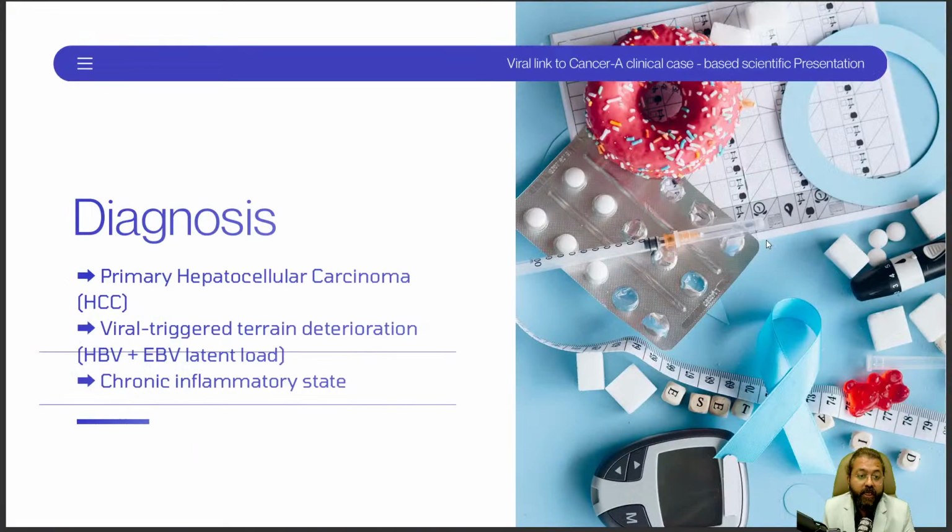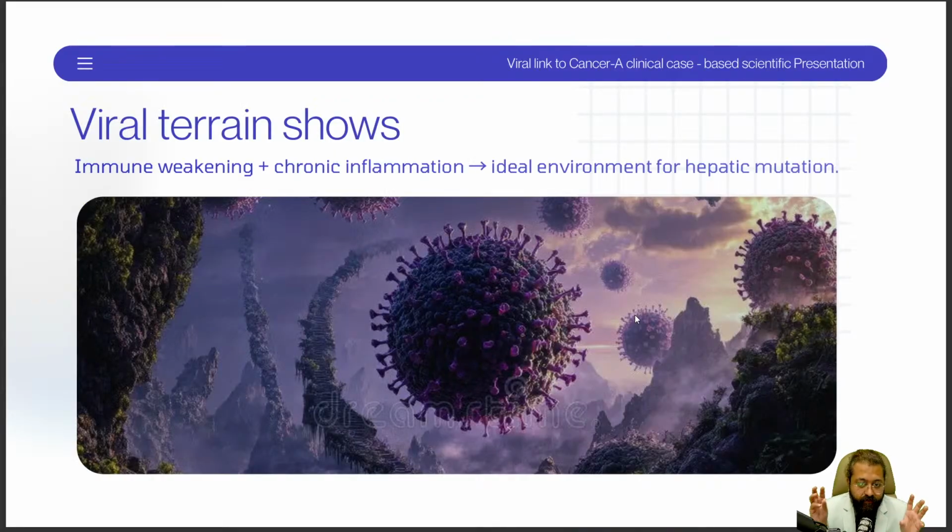Now for the case diagnosis, if we look at it, it's a primary hepatocellular carcinoma. So, viral trigger already caused terrain deterioration. Means how? Like HBV plus EBV latent load, which caused what is called a chronic inflammatory state. So I hope you guys are getting how I have reached and how I have calculated.